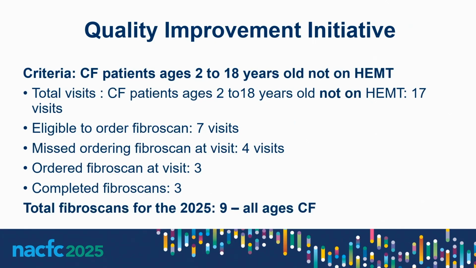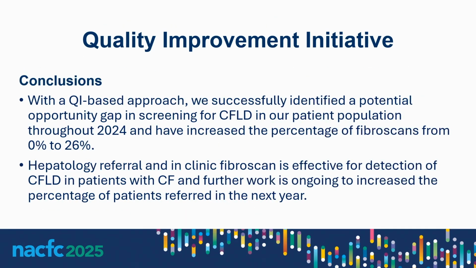Criteria for CF patients 2 to 18 years old not on modulator therapy: total visits were 17. Eligible to order FibroScans were 7 visits. Missed ordered FibroScans were 4 visits, and ordered FibroScan at visit was 3, completed with 3. Some of these numbers were lower because our nurse who did the FibroScan in the office had left, and it was a process to hire a new one, so it was a couple of months before we got a new nurse.